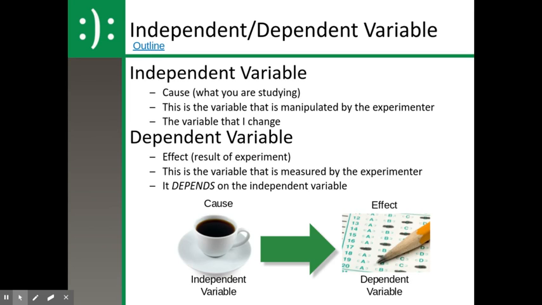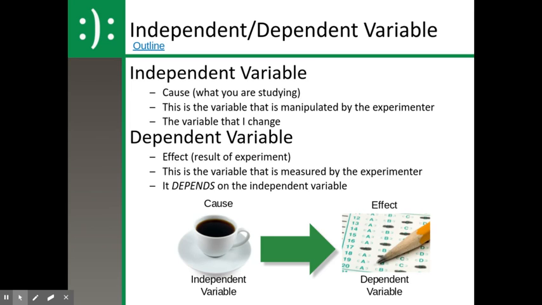It's the cause of what you are studying. This is the variable that's manipulated by the experimenter, and it's the variable that you're going to change. So, for example, the consumption of coffee, the consumption of caffeinated coffee. Be more specific. How many milligrams? How many cups? Our operational definition. We think that's going to have an effect on how you perform on the test. All right, the effect, the result of that caffeine, is the test score.